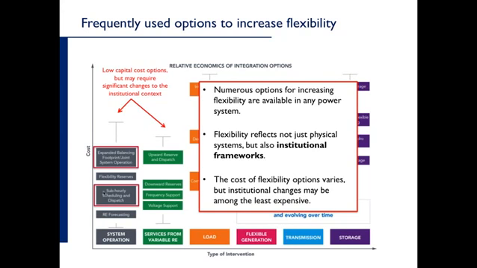So the cost of all these flexibility options will vary, but one of the interesting things about institutional changes, like for example bigger balancing regions or faster economic dispatch, is that they may not be the most expensive, and furthermore they don't depreciate. If I buy a new power plant, it's going to depreciate over some period of time. But if I come up with a better, more efficient operational practice, I can use that new practice forever.